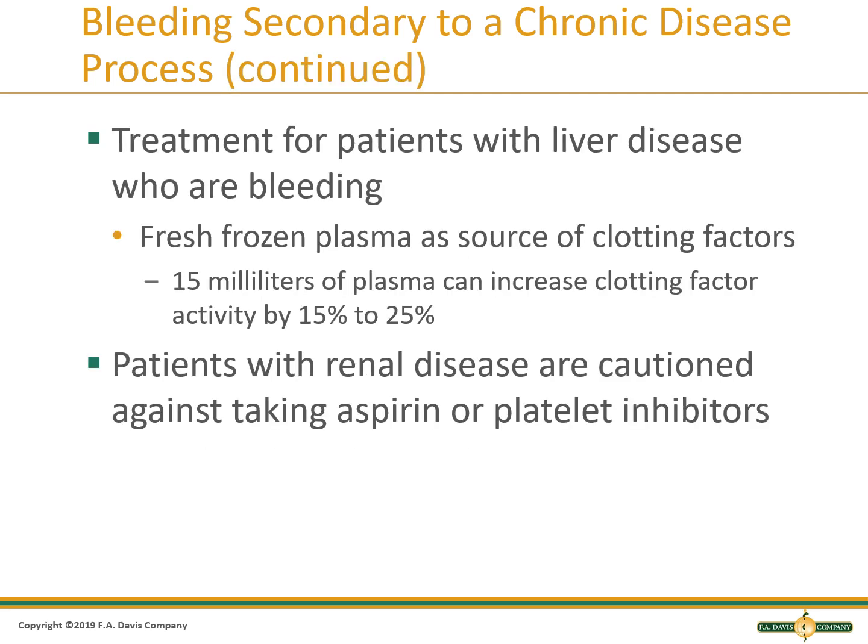Patients with liver disease who are bleeding can be treated with fresh frozen plasma as a way to get them the clotting factors that they may need. 15 milliliters of plasma can increase the clotting factor activity by 15 to 25%, so that's a significant increase for the patient. Patients with renal disease are cautioned against taking aspirin or platelet inhibitors so it doesn't further exacerbate some sort of bleeding process secondary to their renal disease.